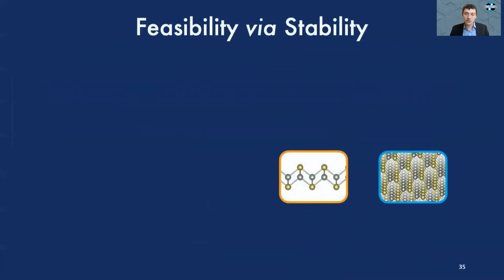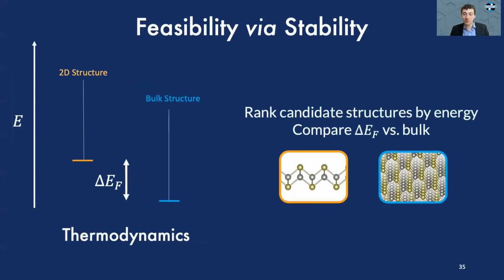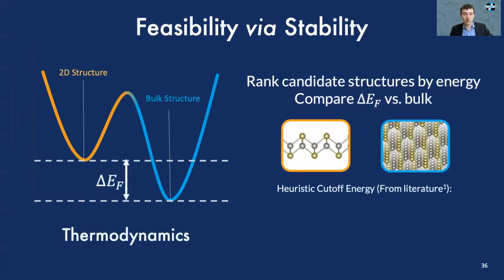So our investigation of feasibility is based on gauging the stability of different atomic configurations. Each structure has associated with it a formation energy that represents the cost of bringing the atoms together in some way. We test the thermodynamic stability by ranking the candidate structures by their energy and comparing the difference between the formation energy from the monolayer to the bulk form. We want this difference between the formation energies to be small, so we used a cutoff energy to screen out certain structures.